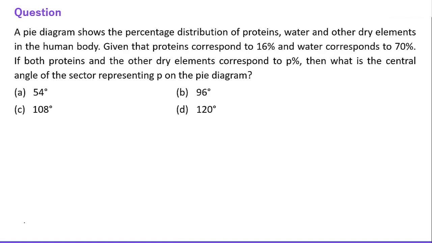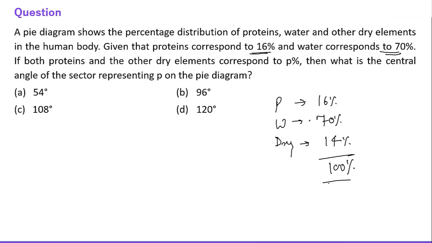After that, the question is saying, a pie diagram shows the percentage distribution of protein, water, and other dry elements in the human body. Given that protein corresponds to 16% and water corresponds to 70%. Okay. Fine. So it means the left part is 14%, right? Because the total composition must be 100%. And in the pie chart, we have only three ingredients: protein, water, and some other dry elements.